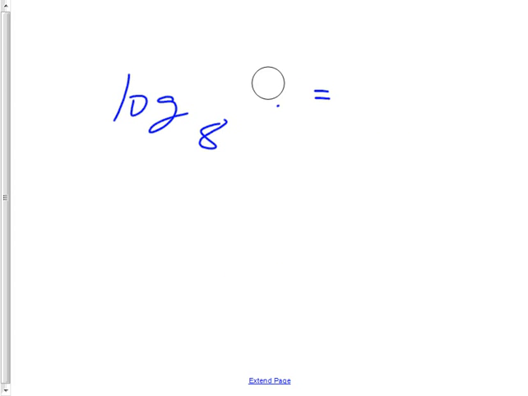Now, I started out with the hard one. How about if I change this to 64? Do you get that 64 as 8 to the something? What could the 64 be? 64 could be 8 to the second. I just rewrote 64 as 8 squared. Now what's the answer? 2. See how you can solve your problems really fast?